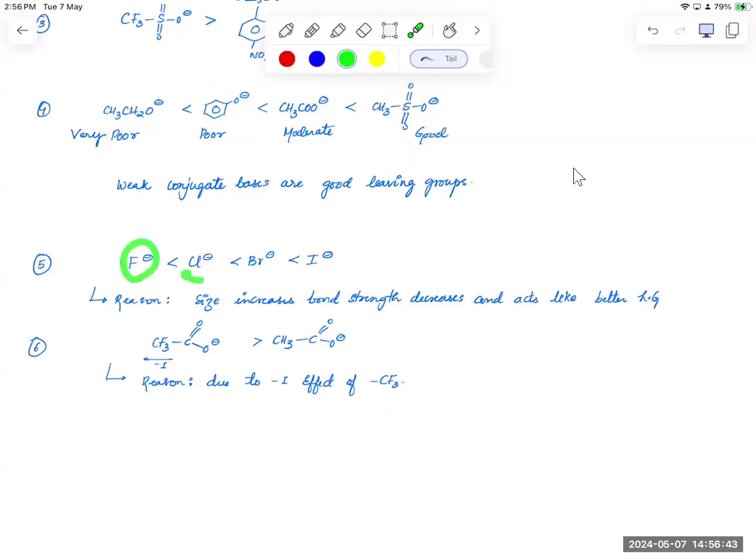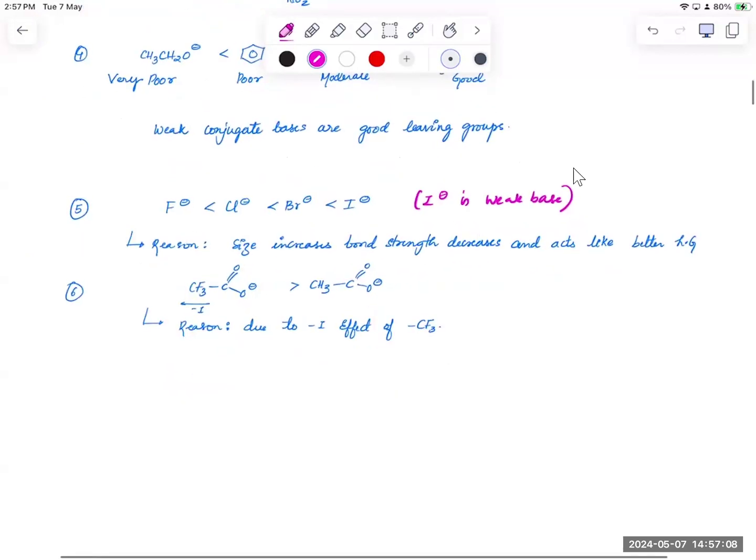Next, F minus towards I minus. Towards I minus, leaving group ability increases because I minus is a very, very weak base. As the size increases, bond energy decreases, and it acts like a better leaving group. Also, like I said, I minus is a weak base, so it can be released more easily compared to Br minus, Cl minus, and F minus.